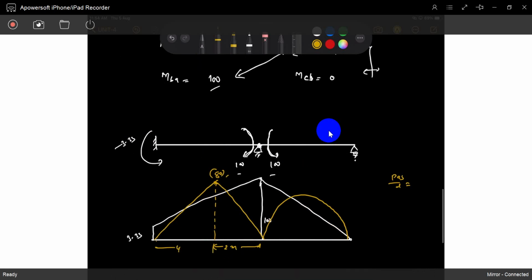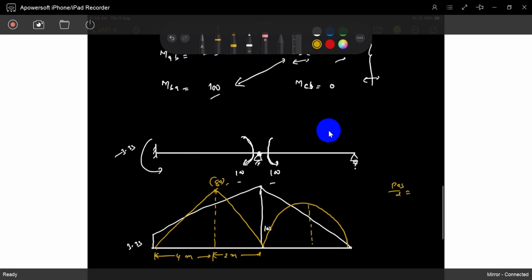This is 4 meters. So this value exactly, what is the value? It is WL square by 8. W is 38. What is that value? That value is 135. So this value is 135. So these all cancel.